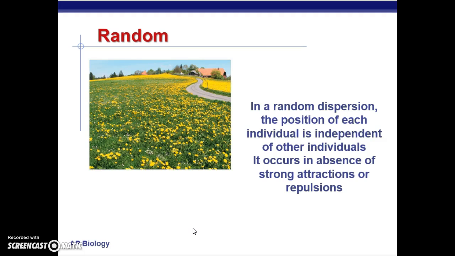So if we're looking at ultimate causes for each of these dispersal patterns, you can begin to see how these serve in terms of helping or hindering reproductive success and survivability. And in random dispersion, we're finding that there really isn't any help or hindrance to being close or far away.